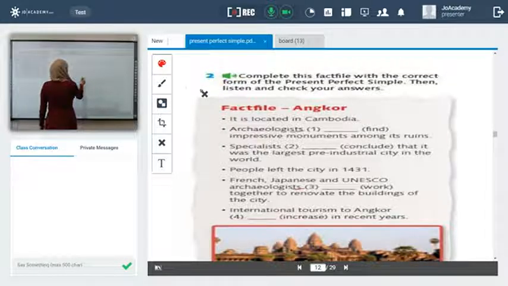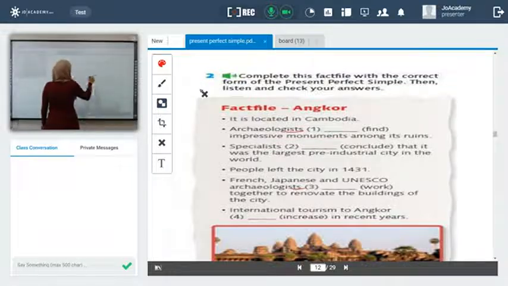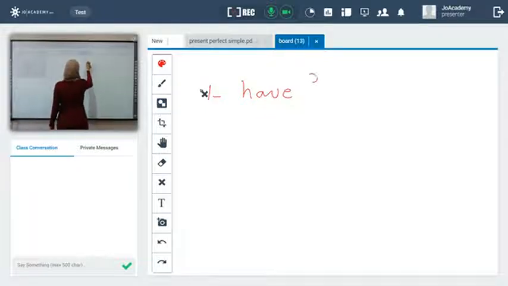Archaeologists find impressive monuments among its ruins. So, archaeologists what? Do we put has found or have found because it's a plural noun? So, very good. It is have found.